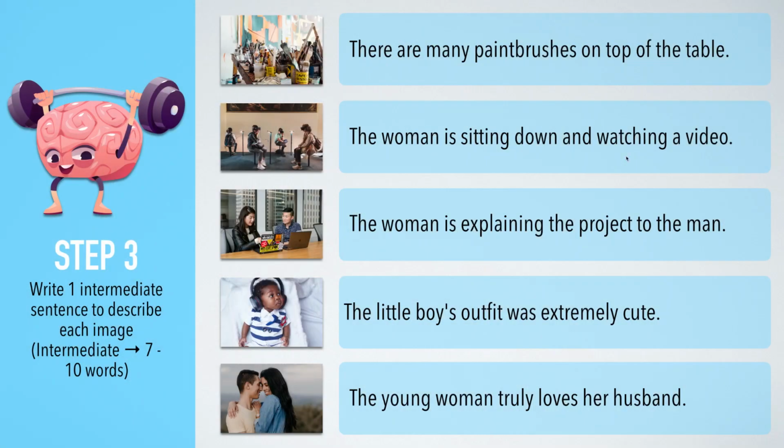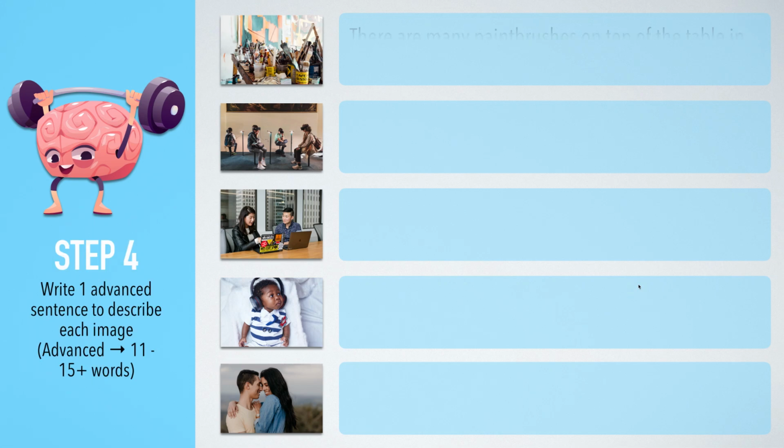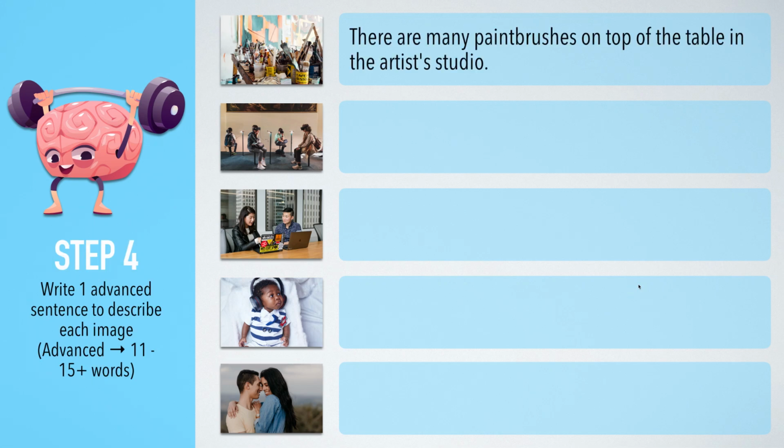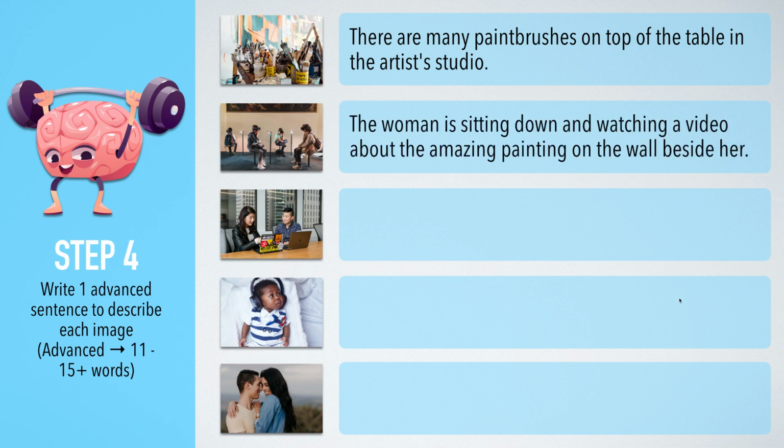So we have our intermediate sentences. Now, what about the advanced sentences? They seemed so long when I first told you between 11 to 15 words, but now that we're building up, it's really not that difficult. So let's see how I would give advanced sentences to describe these images. There are many paintbrushes on top of the table in the artist's studio. Next, the woman is sitting down and watching a video about the amazing painting on the wall beside her.